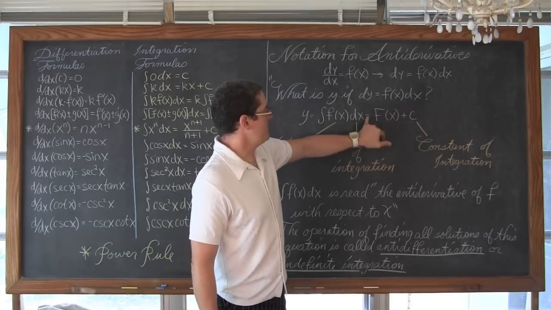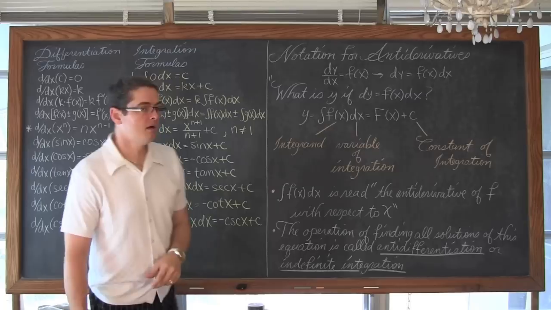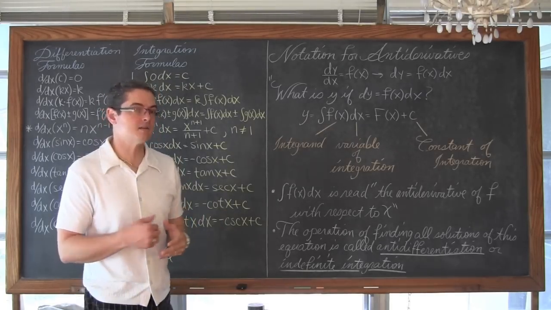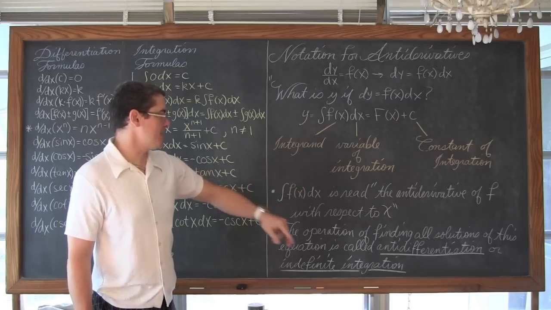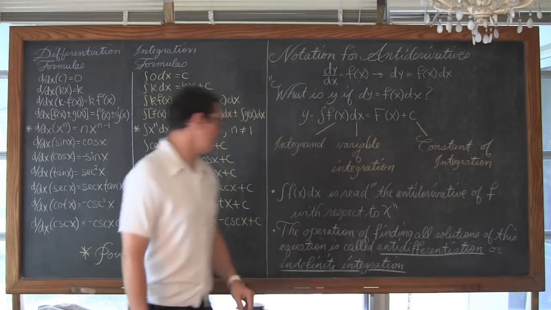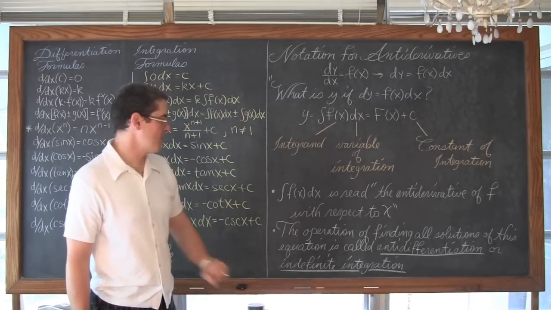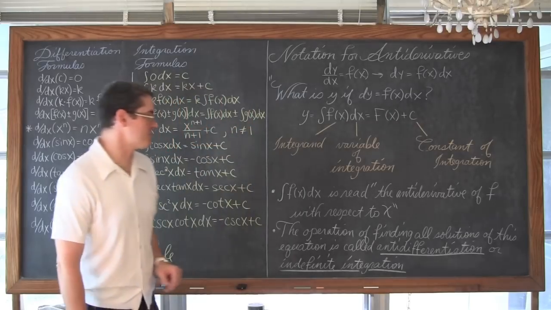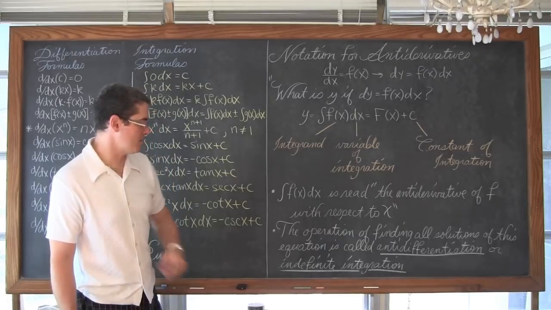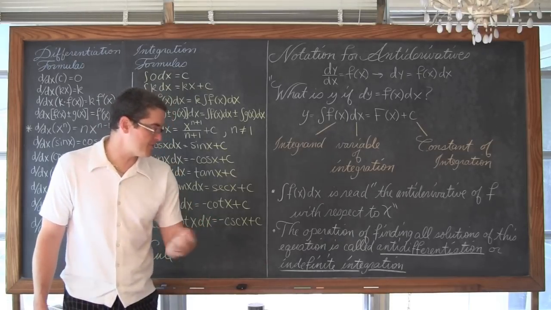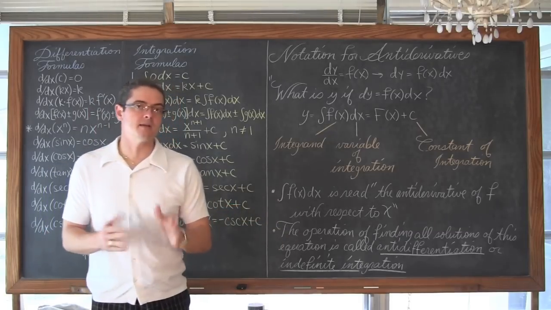And then we have the equals capital F of x, that original function, again, plus c, our constant of integration, that constant that we can't find unless we're given a little bit of extra information. The integral of f of x dx is read the antiderivative of f with respect to x. The operation of finding all solutions of this equation is called antidifferentiation, or the indefinite integration. I'll say those words again throughout the whole video, but I wanted you to basically just see that concrete definition there.